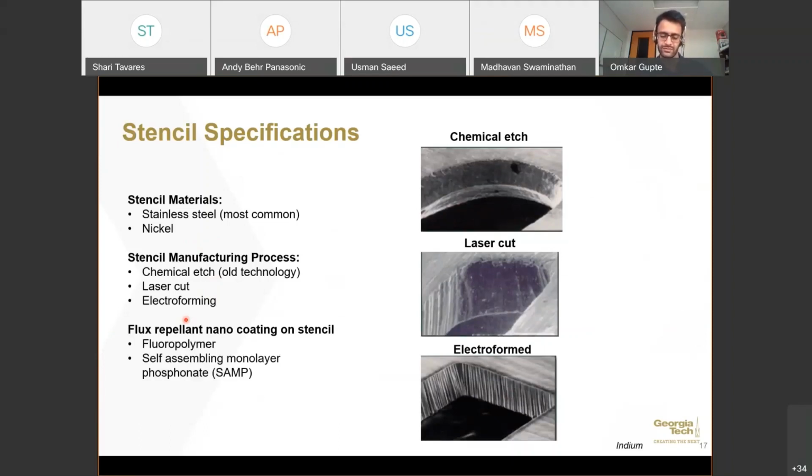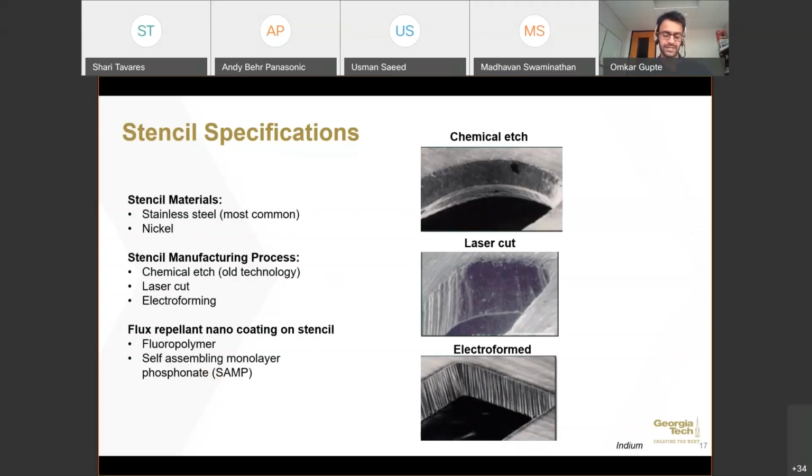Laser cut stencils and electroform stencils are newer processes which are more widely used these days, which give a pretty clean cut of the stencil and have better paste transfer properties. Also, the newer stencils can have a flux repellent nano coating applied on the stencil, which enables better release of the printed solder paste. That coating can be made with a fluoropolymer or a SAM material, which is a monolayer that helps make the surface fluxophobic, or flux repellent.